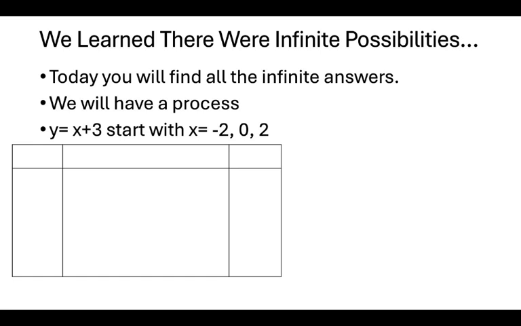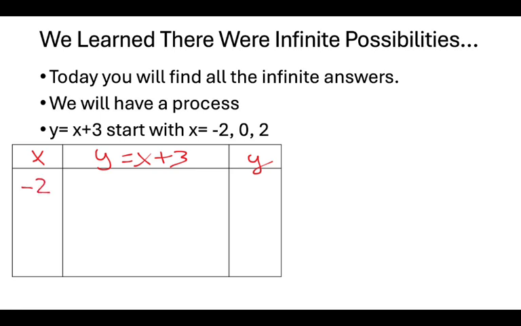What we're going to do here is put our x values right in here. We're going to put the y equals x plus 3 here, and we're going to put the y value there. What's the very first x value we're going to do? Which one does it say? -2. So we're going to put -2 right here.